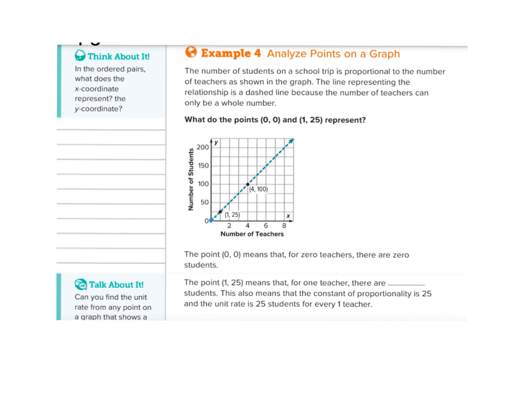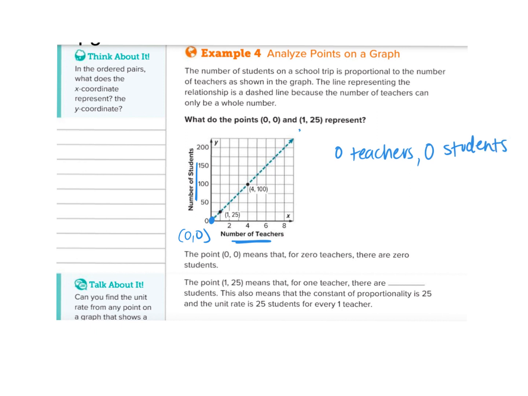Okay, so first thing, 0, 0 right here. Let's look at our label. So 0, 0. My x is the number of teachers. So that would mean for 0 teachers on the trip, the y coordinate is the students, there are 0 students. Okay, so that's what that point would tell us.